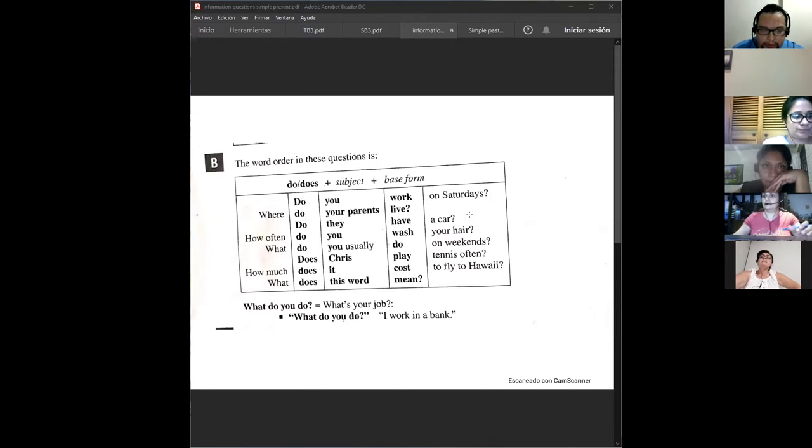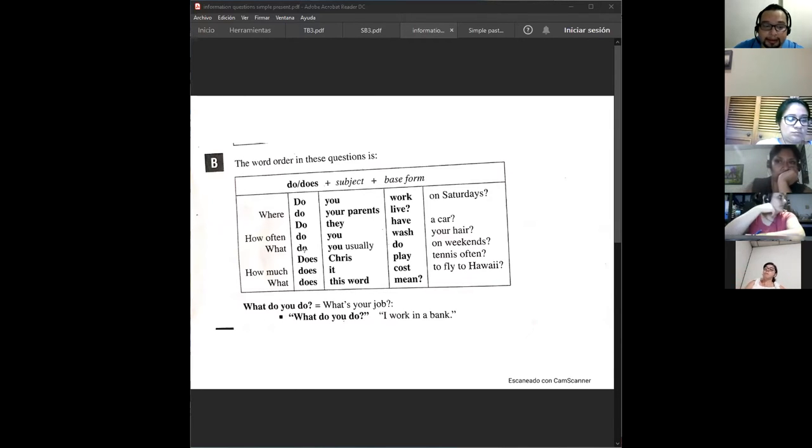So we go over this document. Basically, that is a review about the WH questions in present simple. So this is the information question. Remember the order is a WH word: where, how often, what, how much. Remember when we use I, we, you, and they, we use do. When we use he, she, or it, we use does. If you see, the first question is, where do you work on Saturdays?